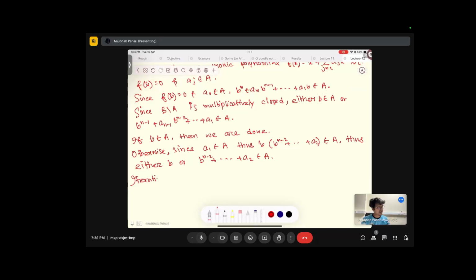Iterating this process, we can arrive that b plus an minus 1 is in A. Thus b belongs to A. So we are done.